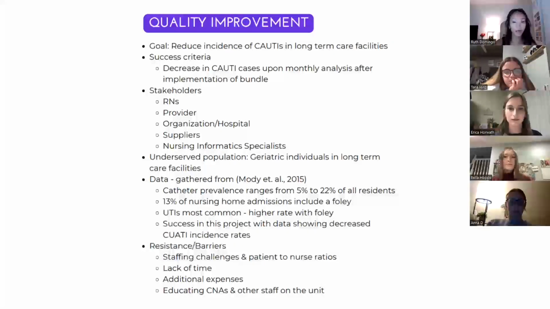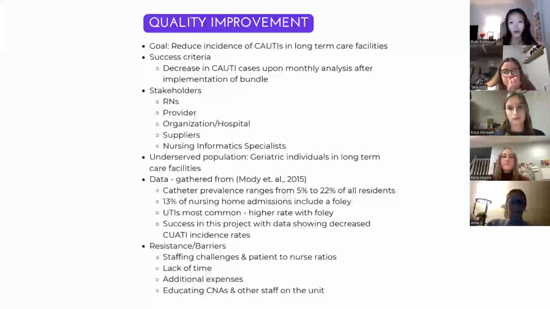implemented by the bundle. And then there's the suppliers, the companies that sell products related to Foleys. We want to make sure that those products are being tested and we know for sure that they're functional and safe to use. And then there's nursing informatics specialists, who are in charge of analyzing EHRs and charts to track trends in patient data to create results to inform decisions on protocols.